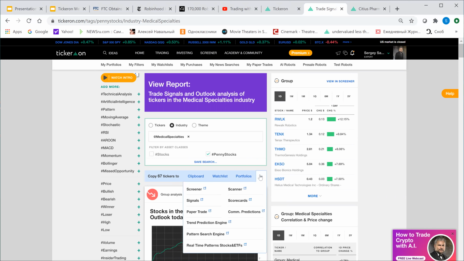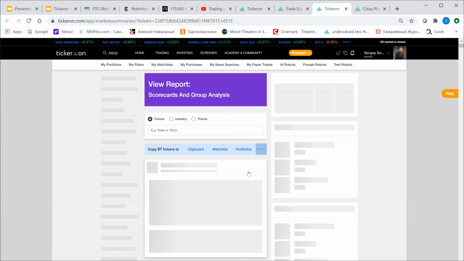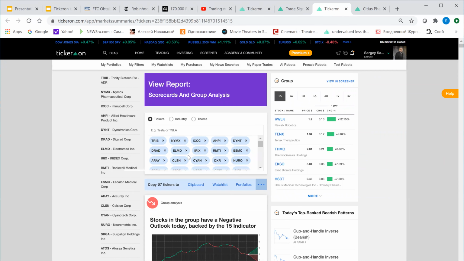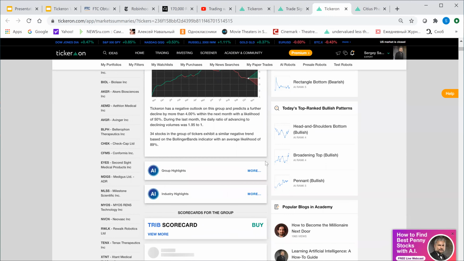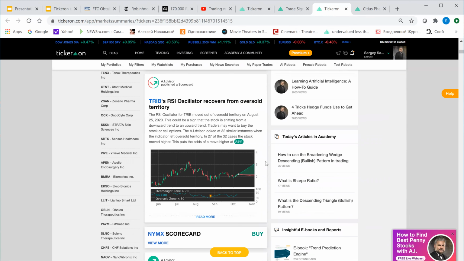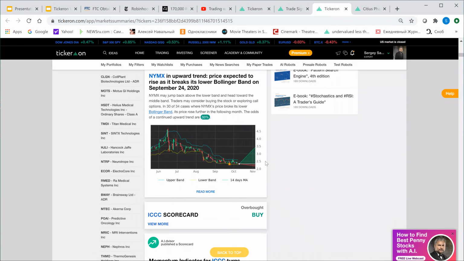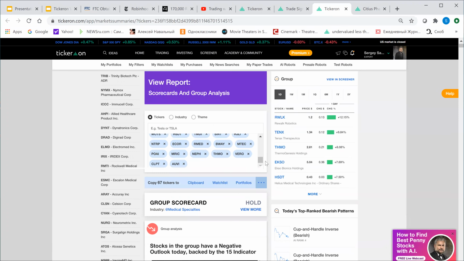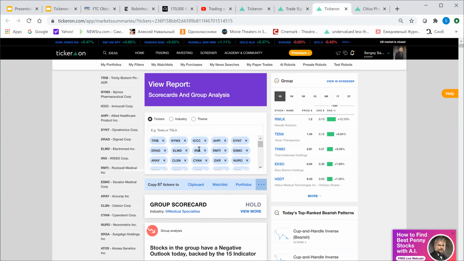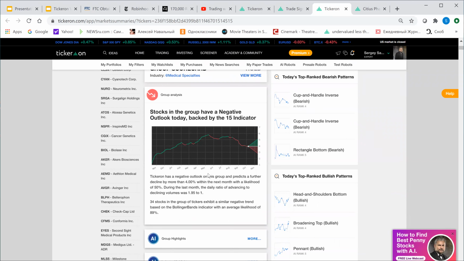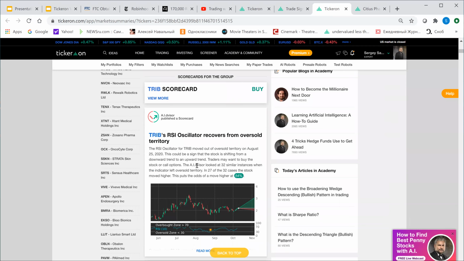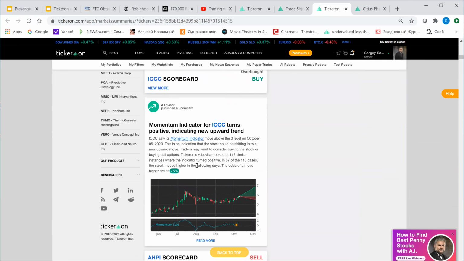If you want to find out whether that group is buy or sell, you can click on the scorecard right here. You see, this is the list, and you see the scorecard is hold. What it means is that this group is not moving in one direction. Penny stocks are typically not moving in one direction, but you can exclude from this list anything you don't like, and then you'll see how the direction changes, okay?